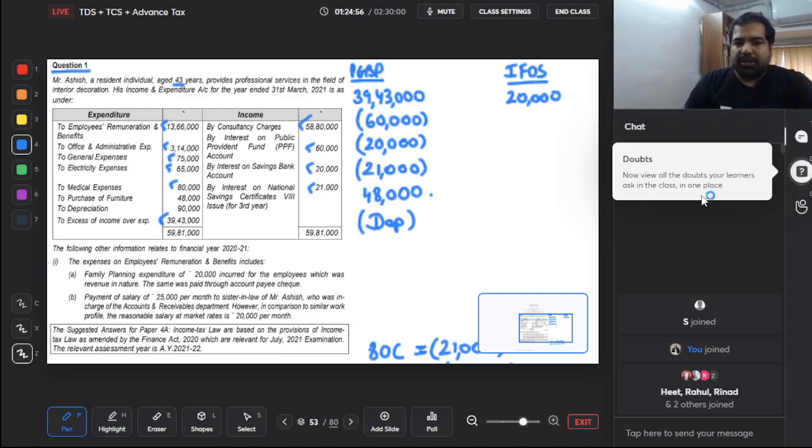To depreciation is 90,000, assuming it to be right. This is the adjustment that we made. This is assuming to be right. So till here we've done depreciation on furniture. We'll have to calculate. Now let's move ahead.